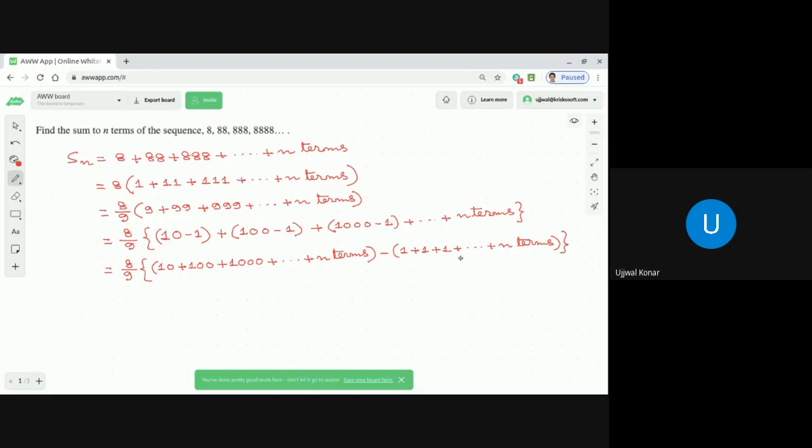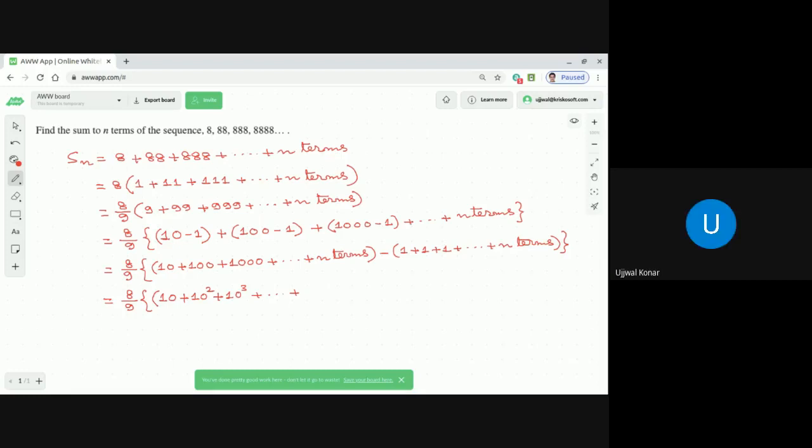Yes. So from here we are getting 8 by 9. The 10, 100, 1000, I hope now you got it, is in geometric progression. Correct or not? Yes. So we can write it as 10 plus 10 squared plus 10 to the power 3, and in that way, up to n terms. In fact, we can find the nth term. Can someone please tell me what the nth term is?